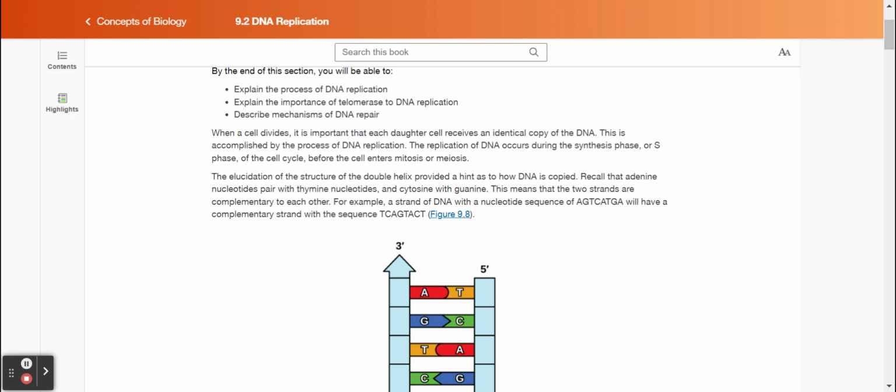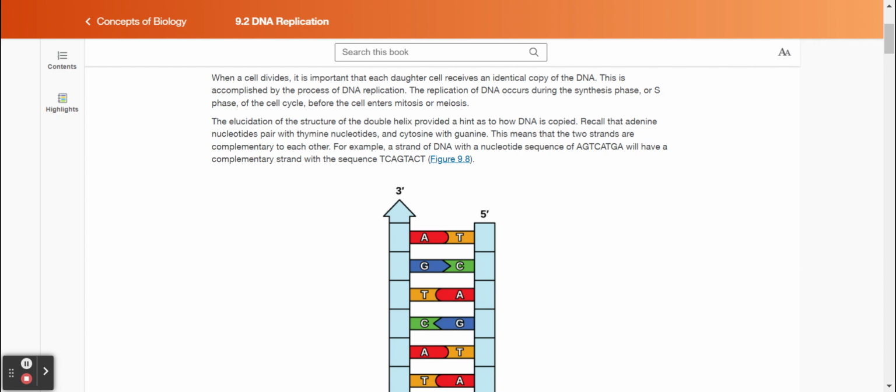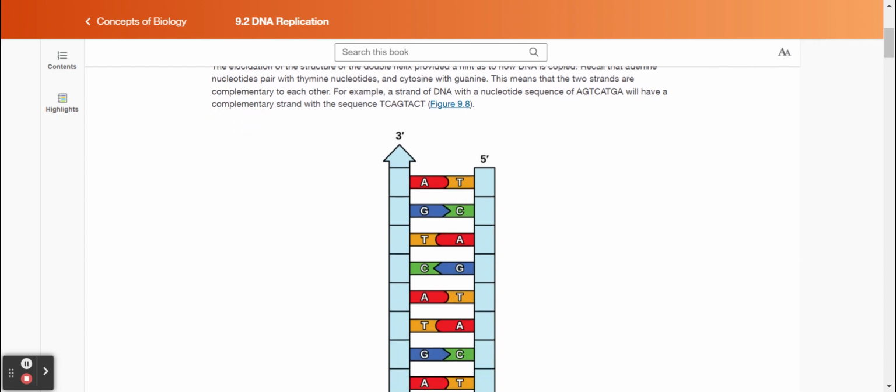copied. Recall that adenine nucleotides pair with thymine nucleotides and cytosine with guanine. This means that the two strands are complementary to each other. For example, a strand of DNA with a nucleotide sequence of AGT-CAT-GA will have a complementary strand with the sequence TCA-GTA-CT, as shown in Figure 9.8.